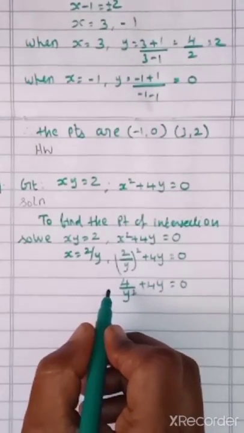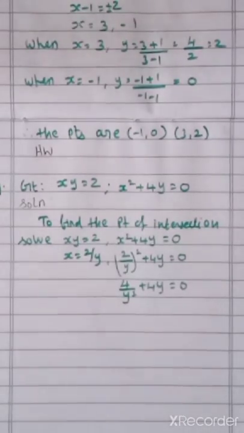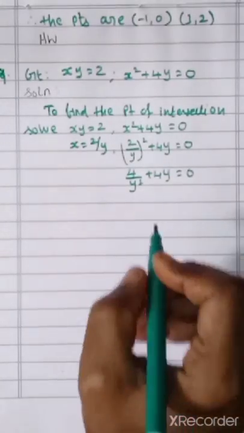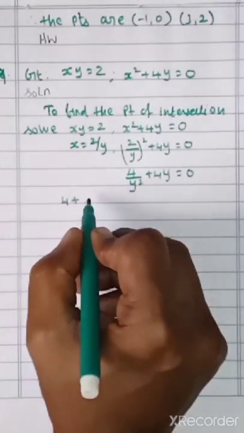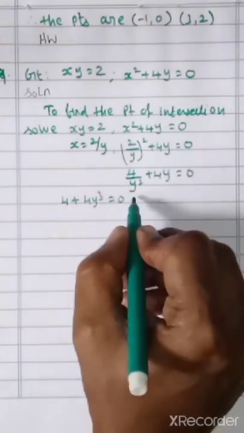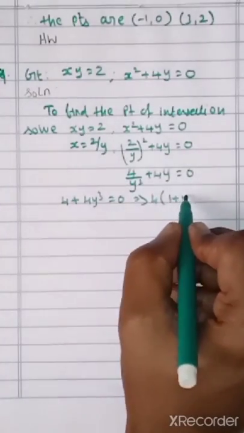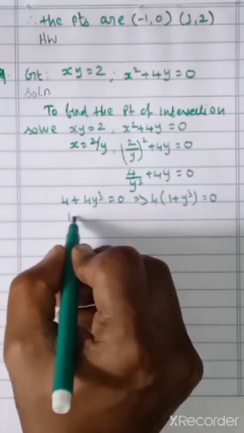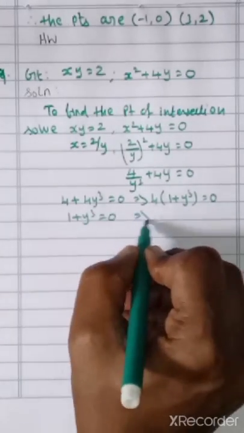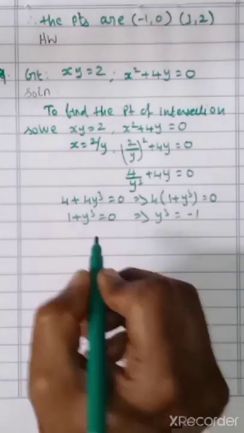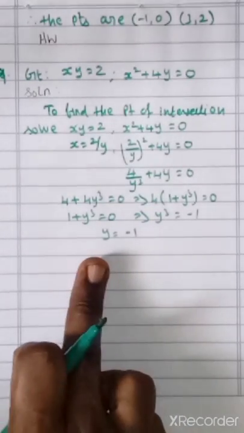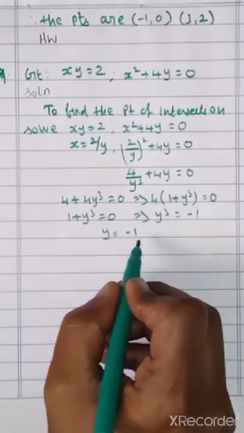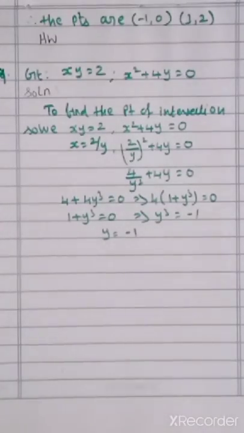Again, if you simplify, you will get 4 plus, taking LCM, 4y cube equal to 0. Again take 4 as common, 1 plus y cube equal to 0. So 1 plus y cube equal to 0 implies y cube equal to minus 1. So y is also minus 1 because 1 power anything is 1 only, right? So we got y value as minus 1. If you know your y value, we can get our x value, right?